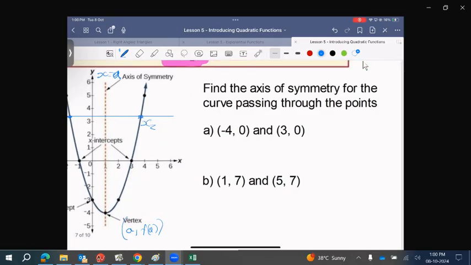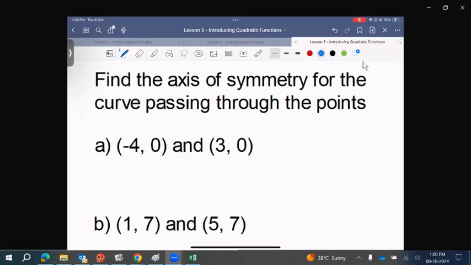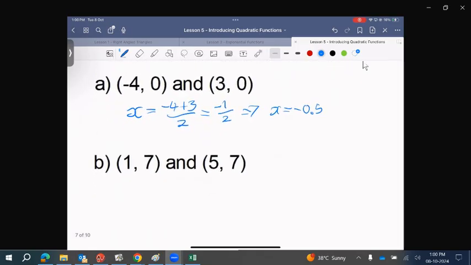So let's have a quick go at this question over here. What would the axis of symmetry for the curve passing through these points be? Let's have a look. So we need the formula. x is equal to, and we just add them together and divide by 2. What's minus 3 plus 4? Sorry, minus 4 plus 3. Minus 7. No. Minus 2. Oh, 1, minus 1. Minus 1. So the axis of symmetry is x equals minus a half, or minus 0.5. Work out for yourself what the axis of symmetry will be for question B. What's the axis of symmetry going to be here?